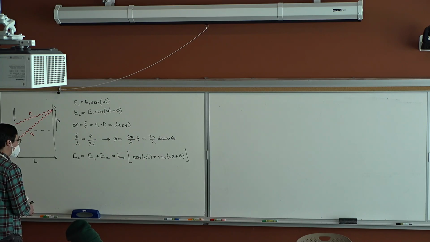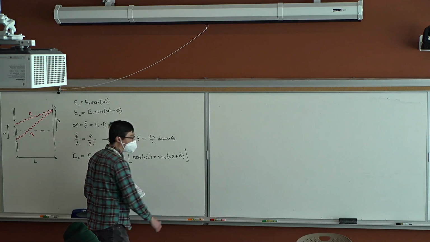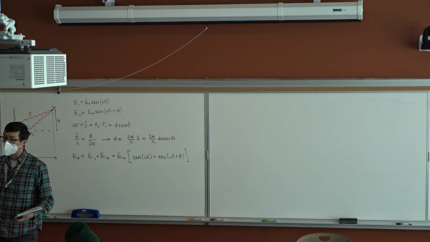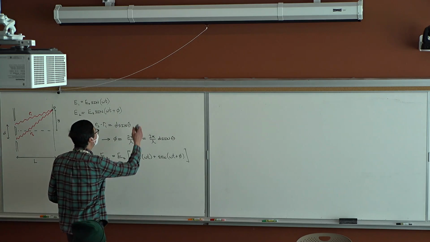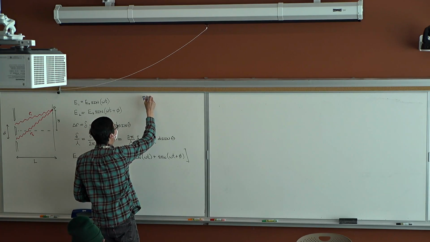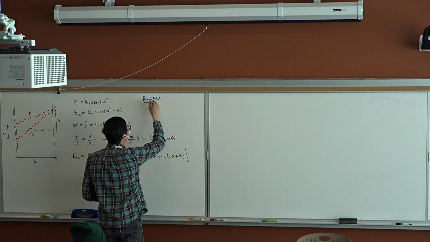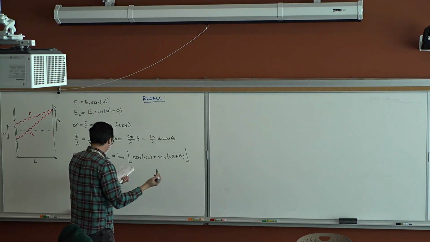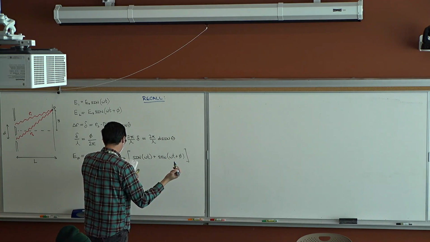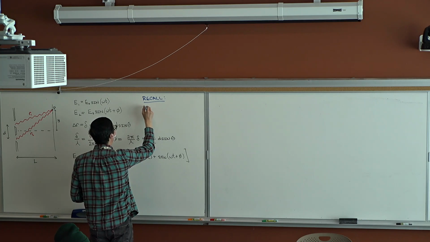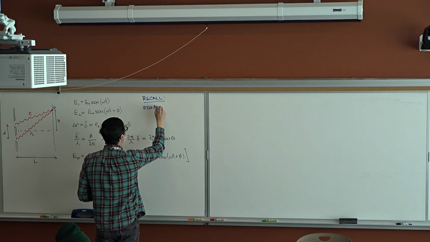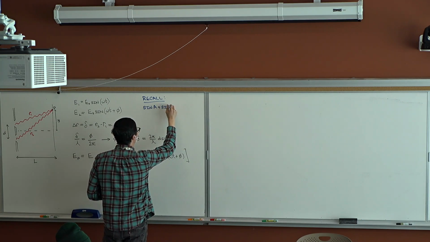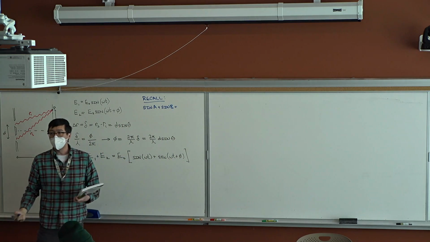I'm going to do that thing that I always hate when teachers do, because to be honest, I didn't actually recall this. I'm going to say recall, and I'm going to read this from my notes: sine of A plus sine of B. Just out of curiosity, does anyone know what sine of A plus sine of B is?